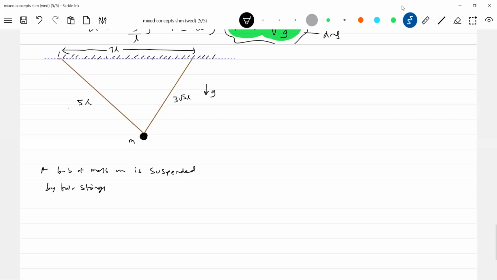A bob of mass m is suspended by two strings as shown. Find T. How does it oscillate? The plane of oscillation will be perpendicular to this one. Perpendicular to the plane. So it is slightly displaced into the plane of paper and released. Find the time period of oscillations.